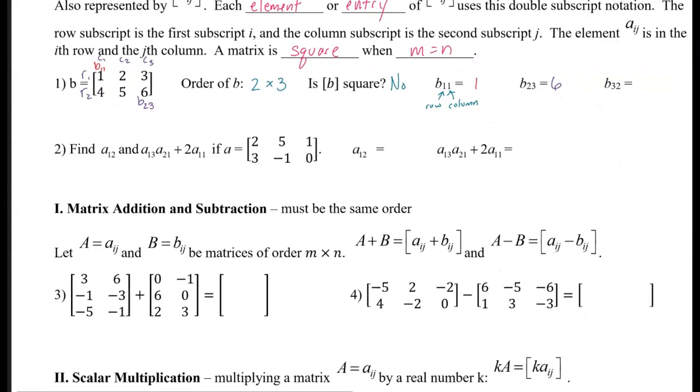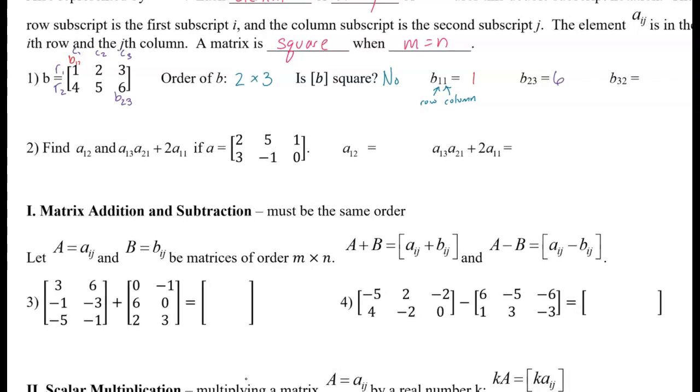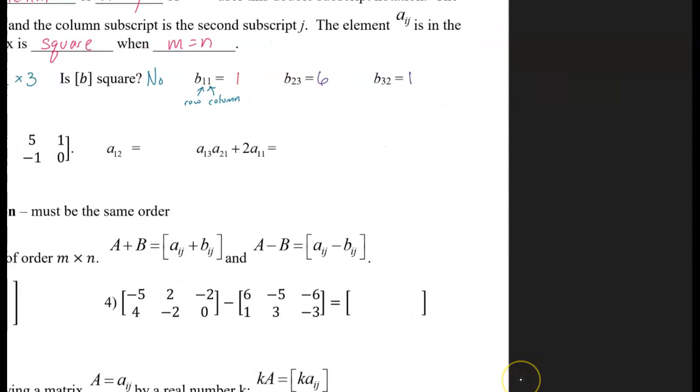What about lastly B32? What do you guys think? Yes, there is no row 3, so this does not exist. Well, I can abbreviate because I'm lazy. DNE, does not exist.